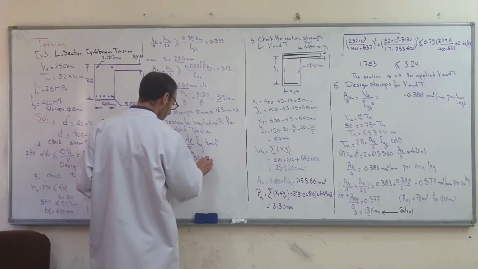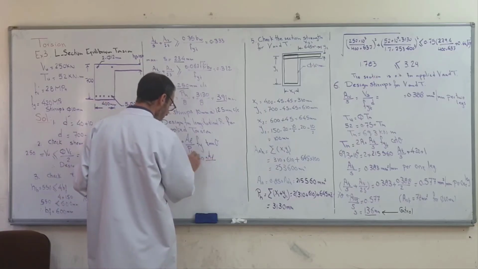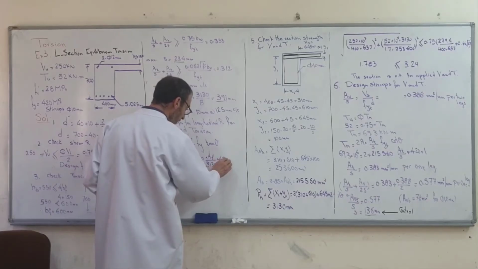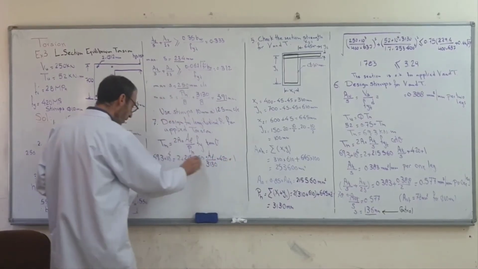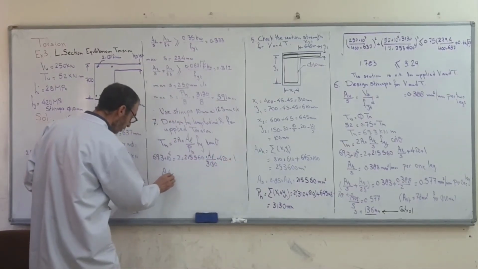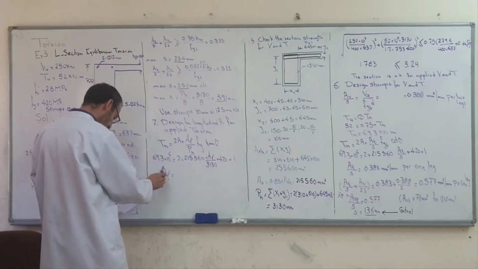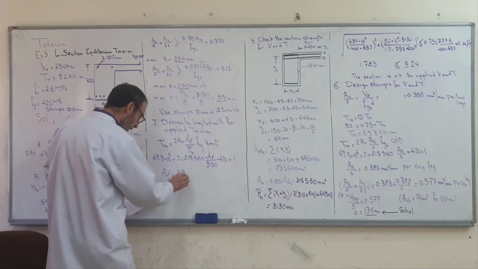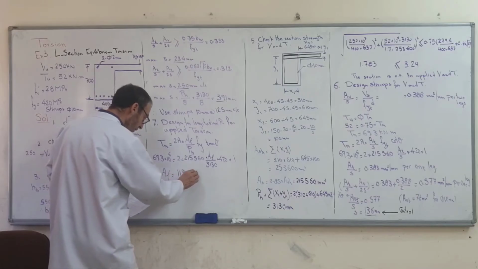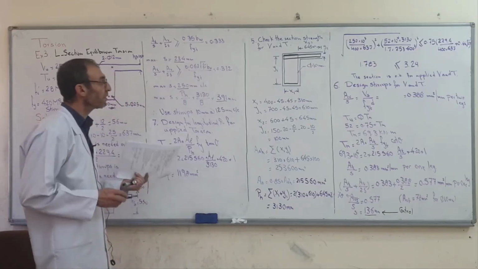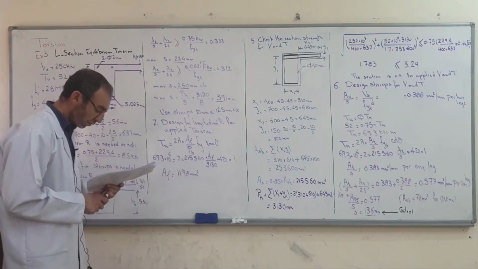Ph is known, 3130. Fy is 420. Tan theta is 1. The only unknown in this equation is the longitudinal reinforcement Al, which comes from the load. We get 1198 millimeter square for the longitudinal reinforcement.